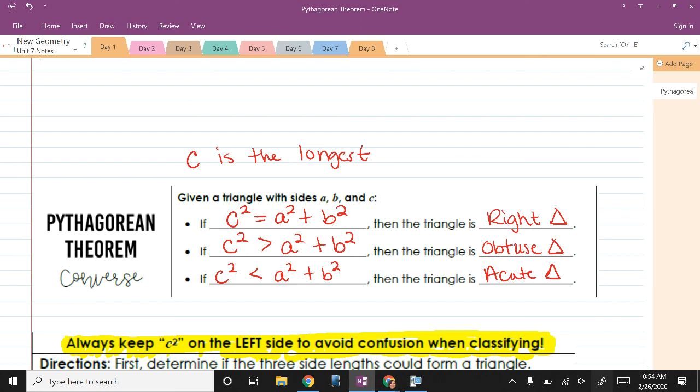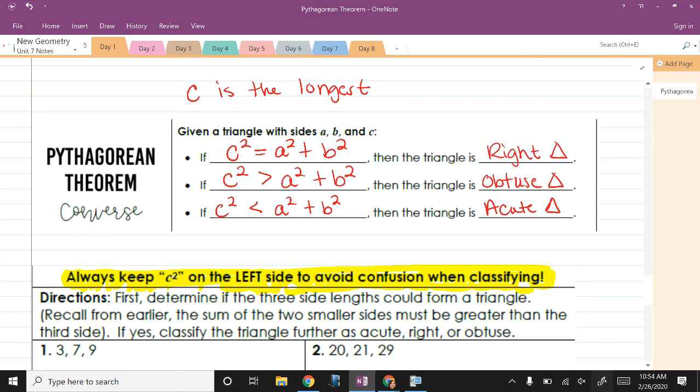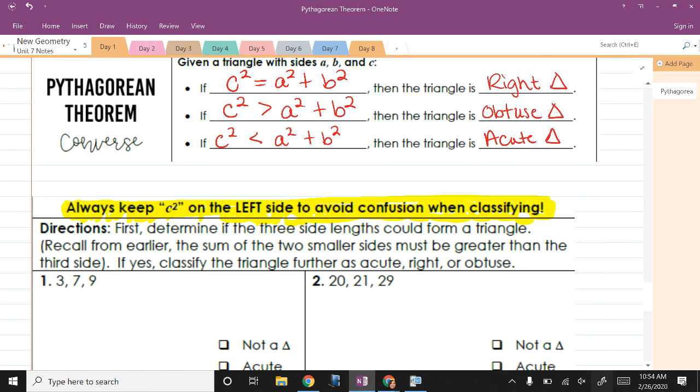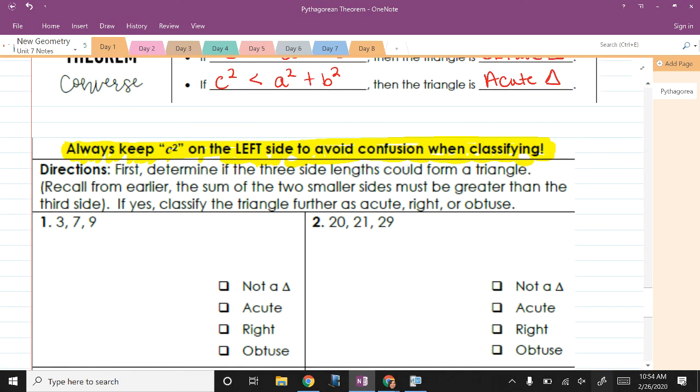Now, you see that's highlighted right here? When you're checking to see what kind of triangle you have, you always want C on the left. If you're checking to see what kind of triangle it is, you always want to do C first. First, we have to determine if it's even a triangle at all.